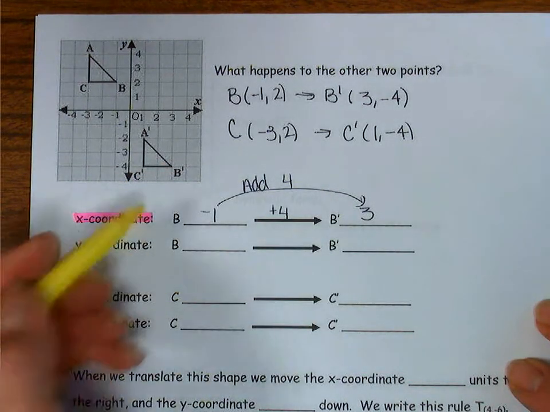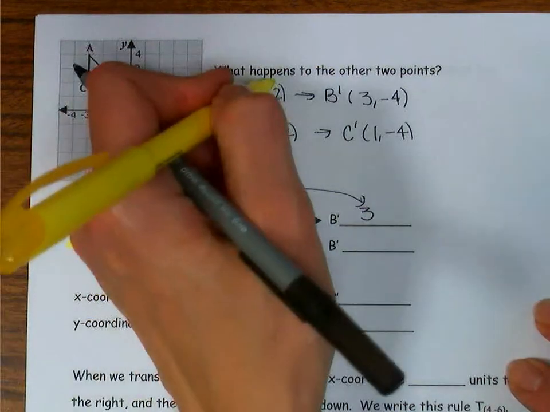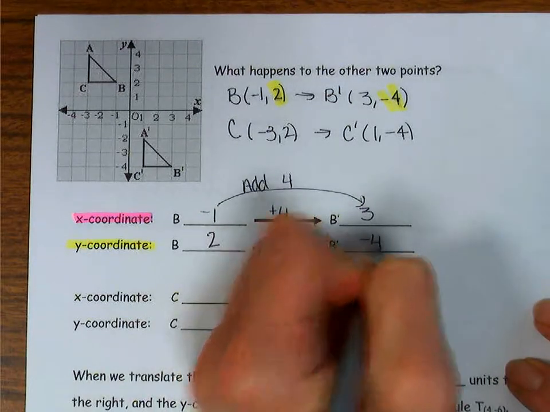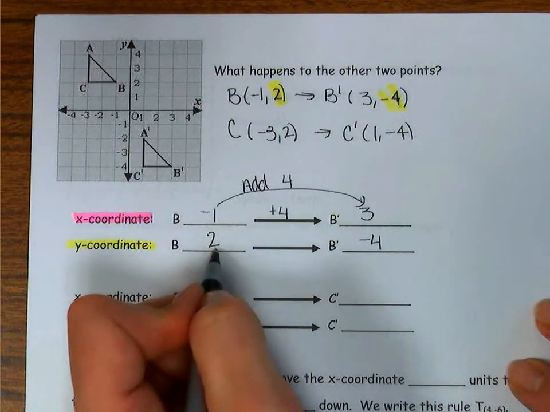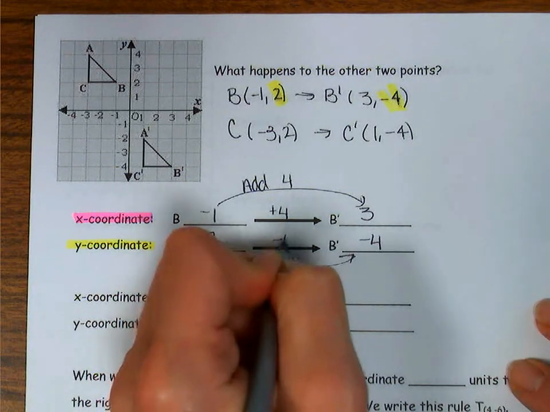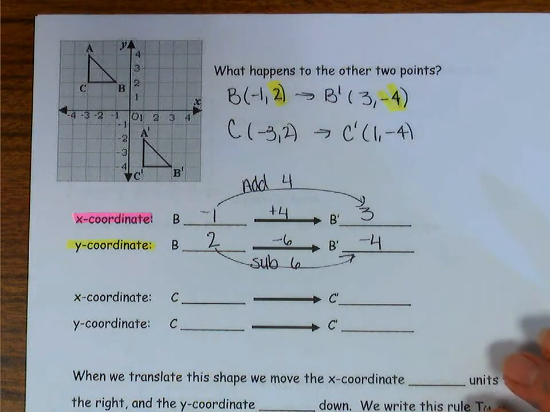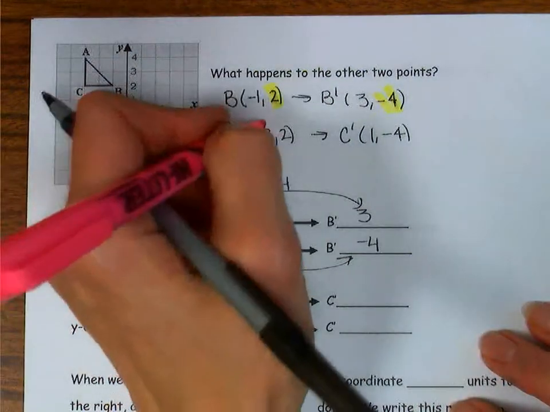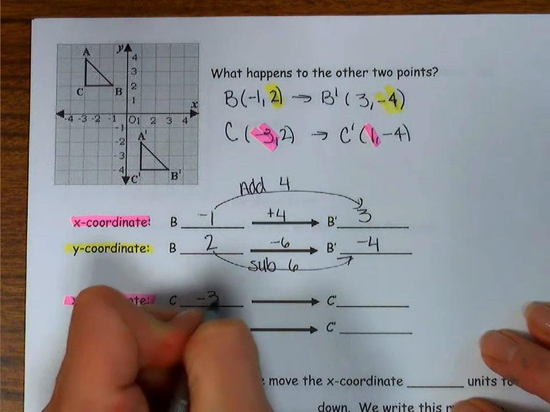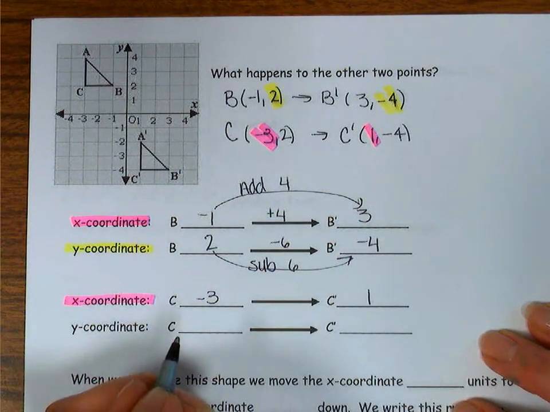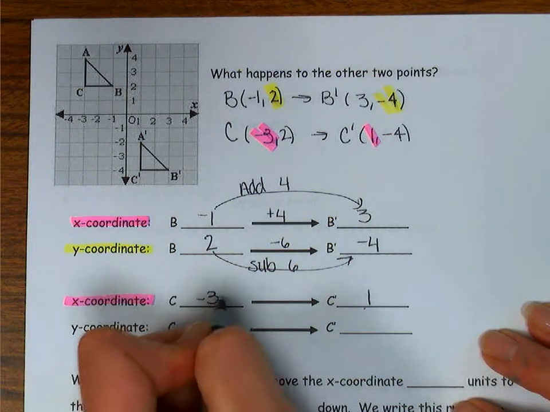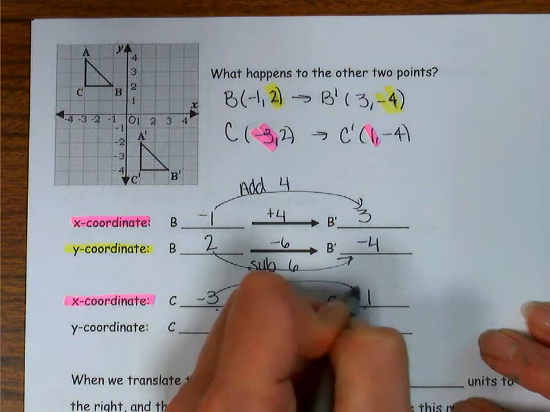Now let's take a look at the Y coordinate of B. So here's my Y coordinate. So I have a +2 and a -4 because that's where I end up. What do I do to this +2 to get to -4? I subtract 6, so I'm subtracting 6. Now let's take a look at C. So the X coordinate for C is -3, and I end up at a +1. So what do I need to do to this -3 to get to the +1? Well, I need to add 4.